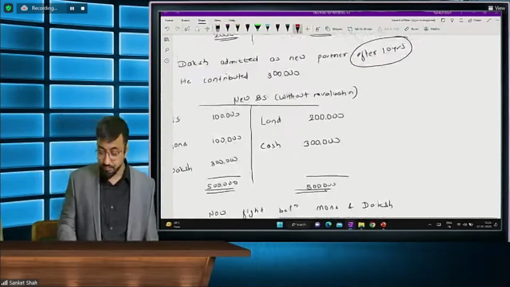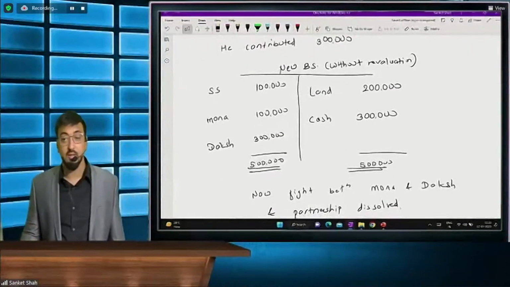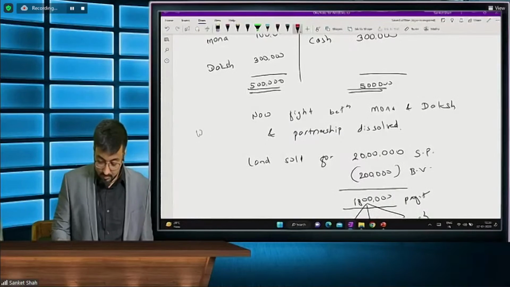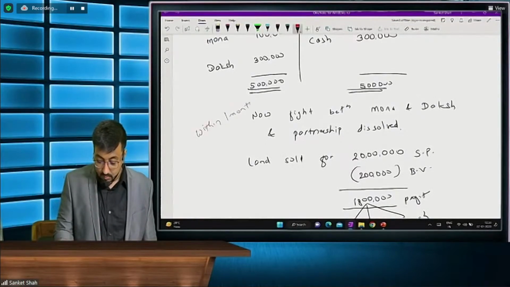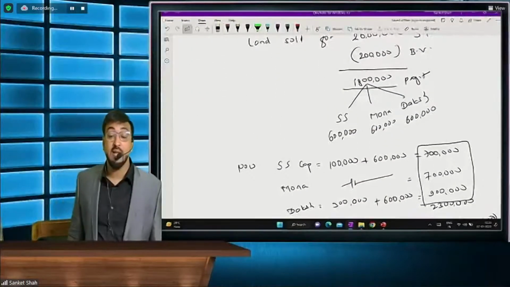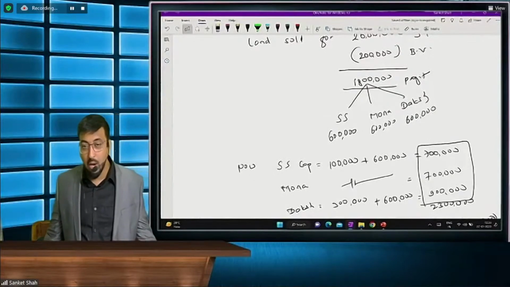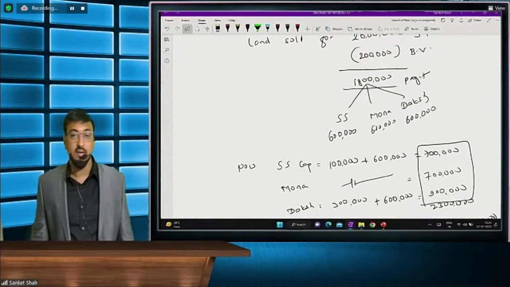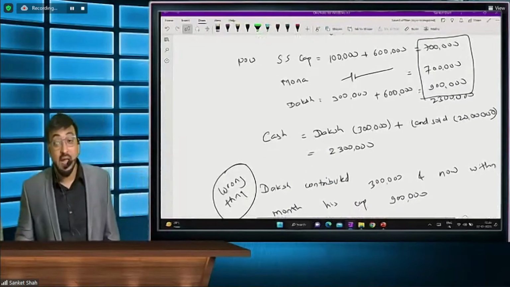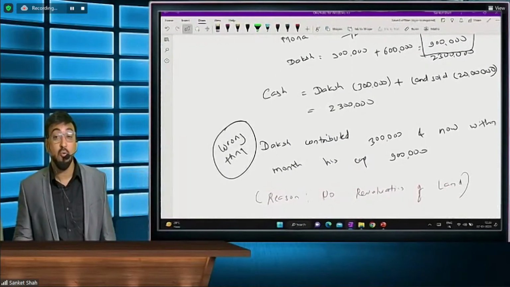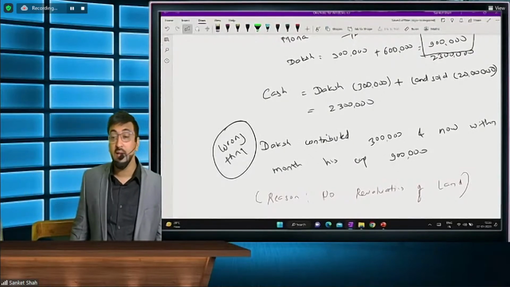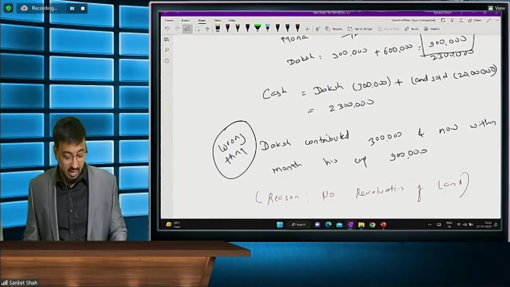See, without revaluation they continued their business, and then within a month, fight between Mona and Daksh. 18 lakhs rupees land बेच के मिला. Daksh is saying you have to sell land, now I am a partner, you have to sell that land, and they got 6, 6, 6 lakhs rupees. And see, Daksh has contributed only 3 lakhs, but now he is going with 9 lakhs capital. And why this happened? Reason is very simple. There is no revaluation of land.